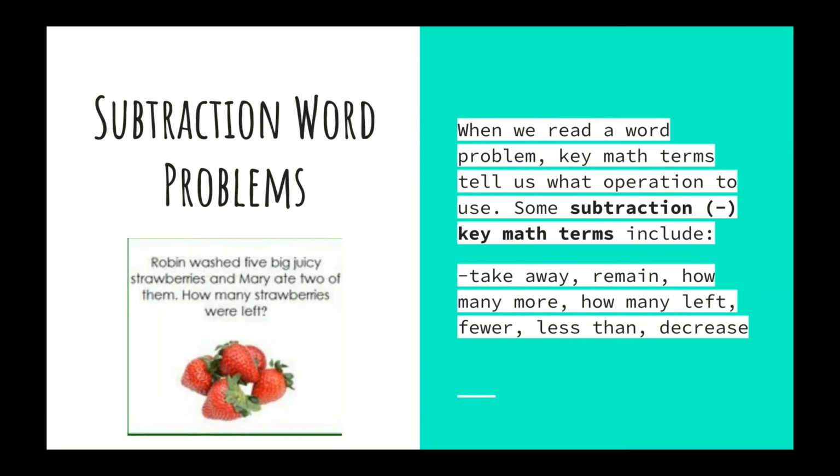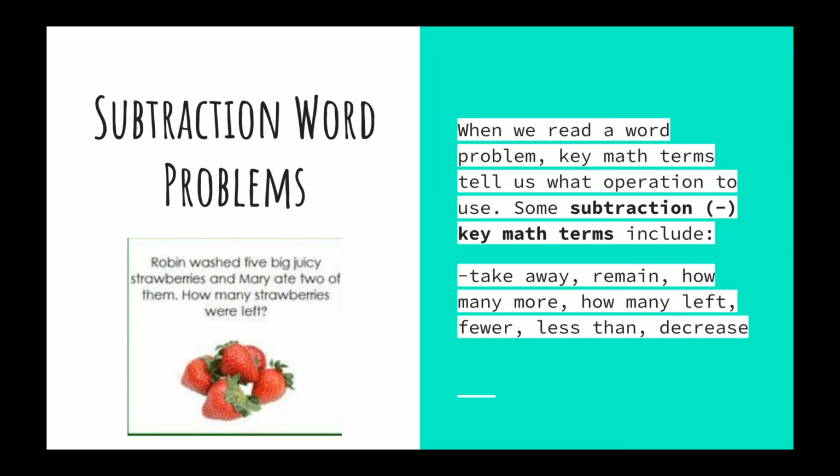All right, so same for subtraction word problems. When you read a word problem, there's key math terms that tell you to use the subtraction operation. Some of these include take away, remain, how many more, how many left. So in this problem, it says, Robin washed 5 big juicy strawberries and Mary ate 2 of them. How many strawberries were left? There's my phrase, how many and left.